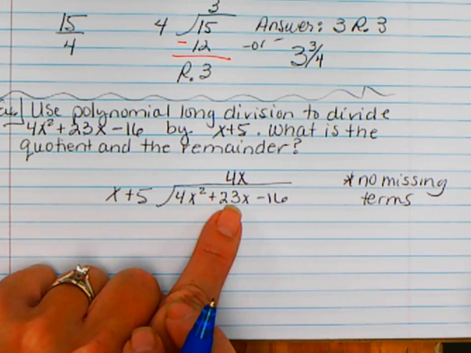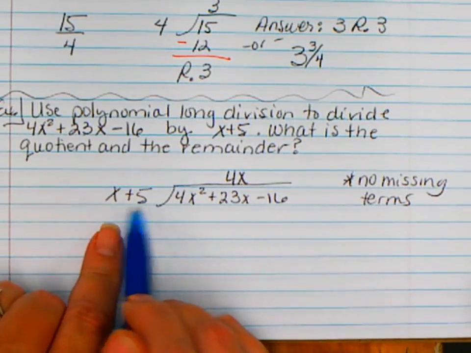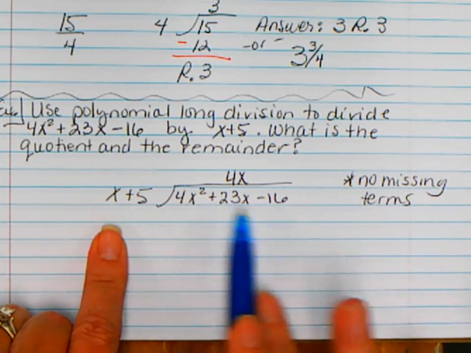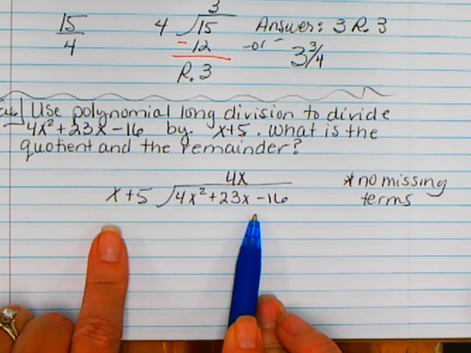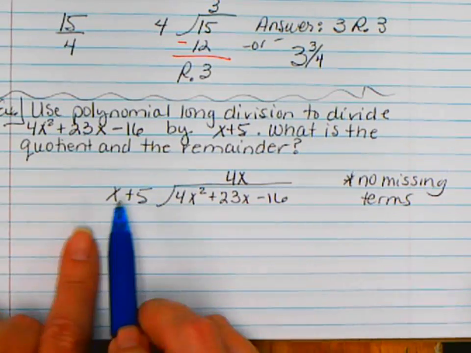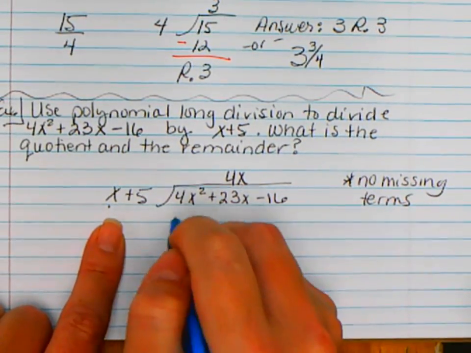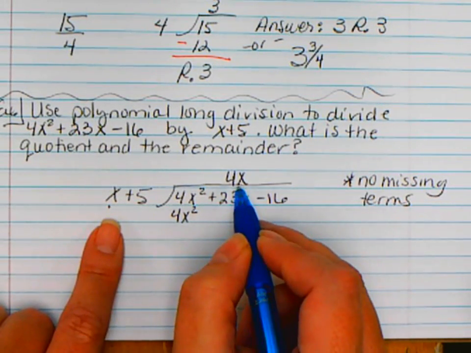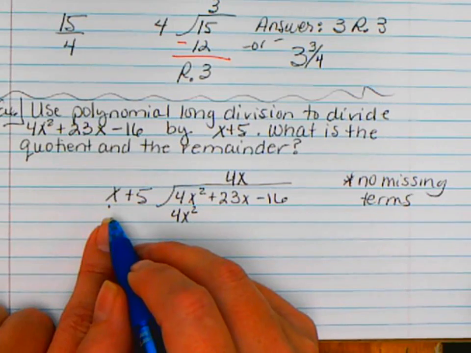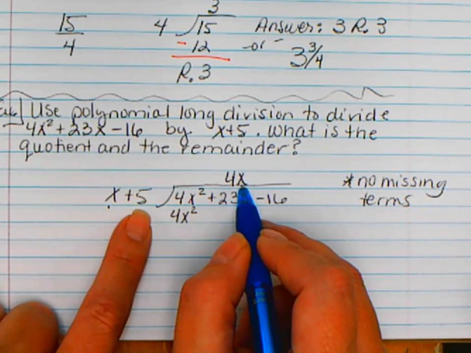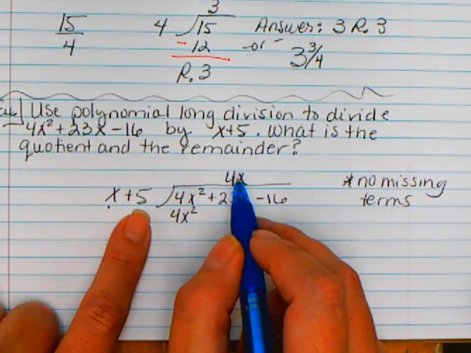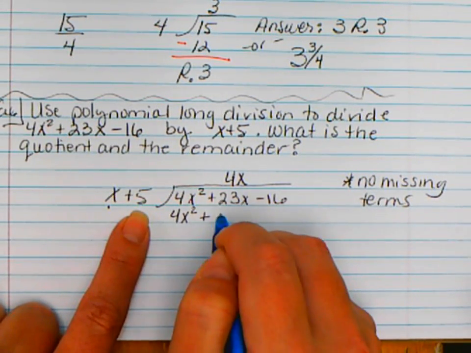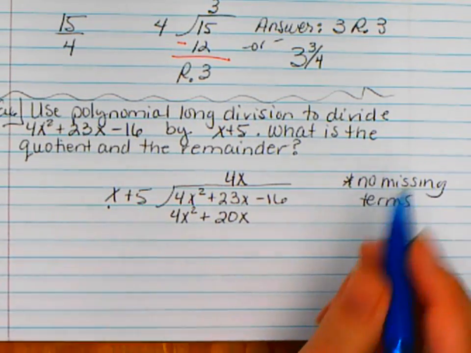Now just like when I multiplied with regular numbers, now I'm going to multiply. But I've got 2 terms out here in the divisor, so I need to make sure I multiply by both of those terms, and I put like terms under like terms. Everything's got to line up. So what is 4x times x? 4x squared. That first term must be identical. If it's not, then either we picked the wrong number to put up here in the quotient or we multiplied wrong. Now I have to multiply by the constant. 4x times positive 5 makes 20x, and it's positive, and it's linear, and it goes right below the linear term.